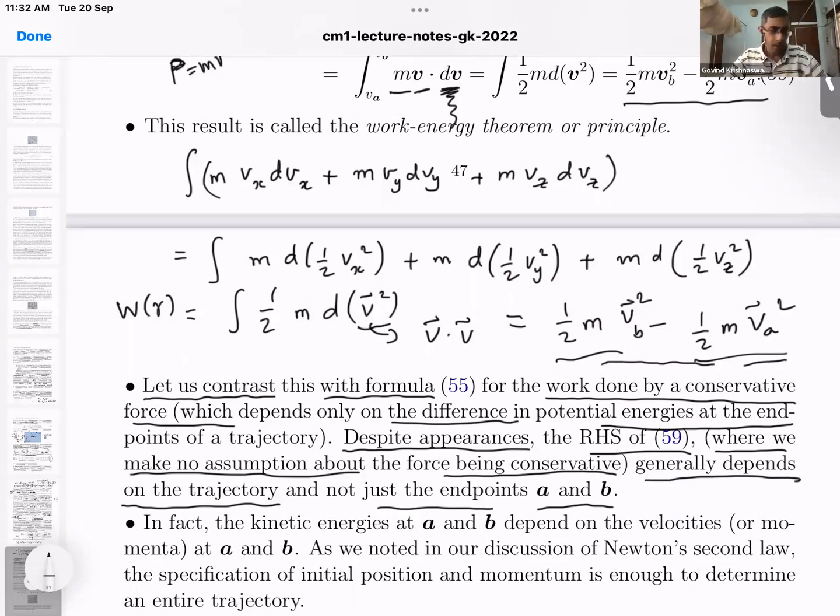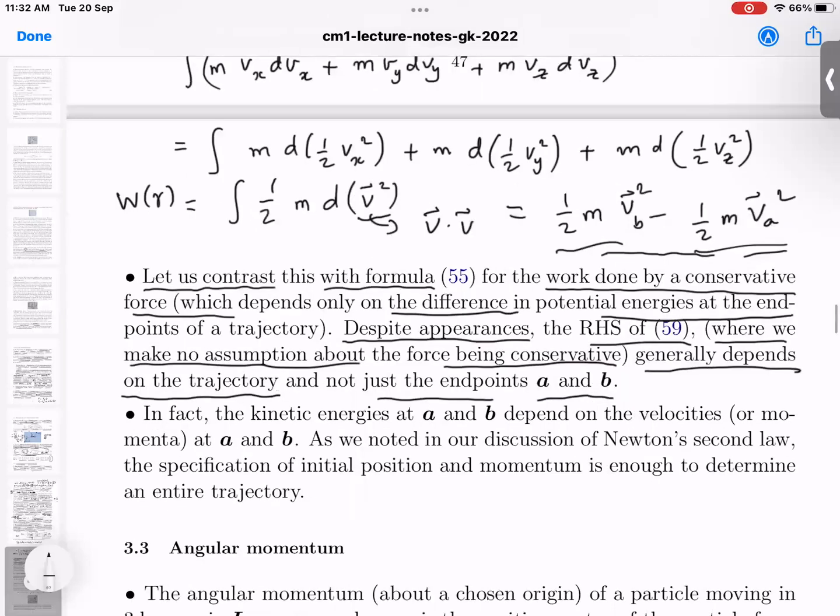So why contrast? If the force is conservative, then this difference of kinetic energies will be equal to the difference of the potential energies. So that would be another way to show that for a conservative force, the total energy is conserved. Yeah, you're right. Absolutely. So you could equate these two formulas.